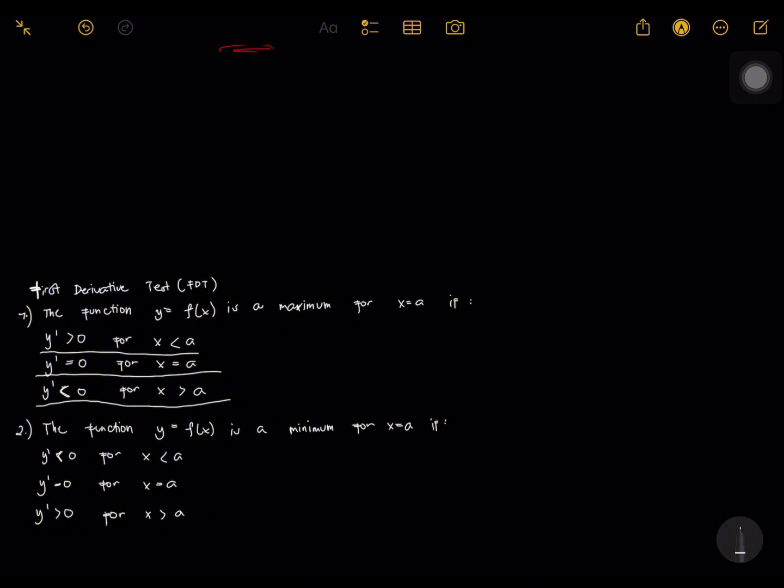The second one: the function y equals f of x is a minimum for x equals a if the derivative of y is less than 0 for x less than a, the derivative of y equals 0 for x equals a, and the derivative of y is greater than 0 for x greater than a.